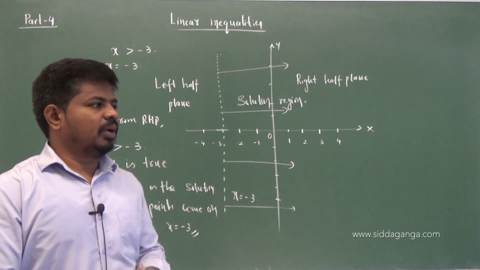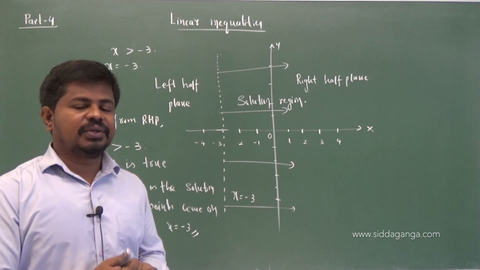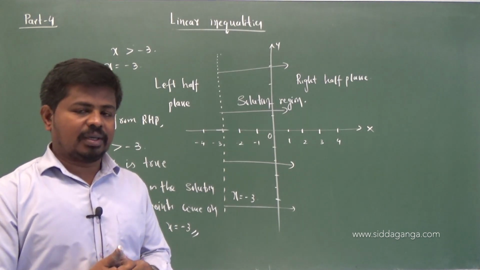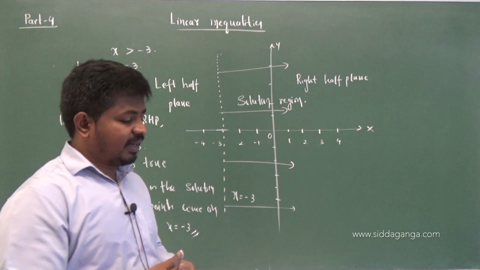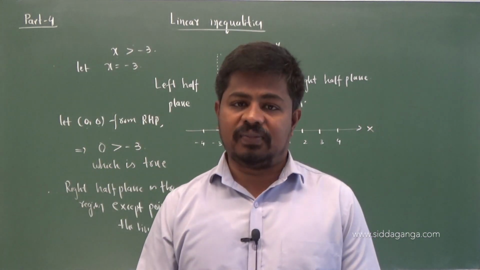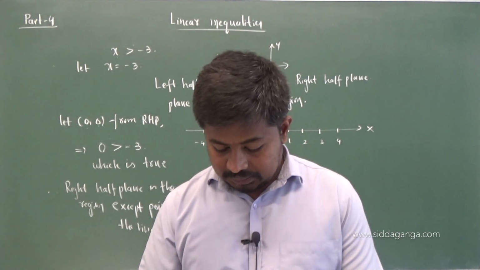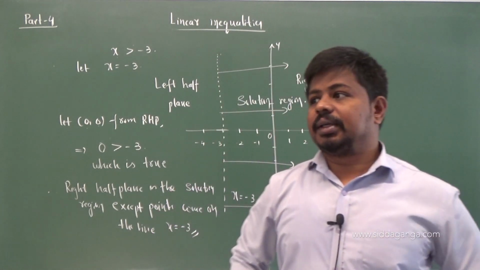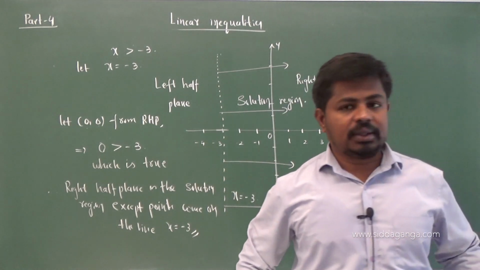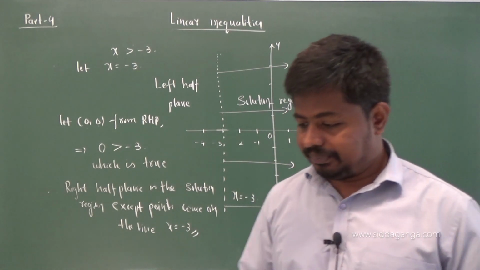In the same way, when we have y greater than or less than some constant, then you will get a graph parallel to the x axis. In that case, the line divides the plane into two parts, the lower half plane and the upper half plane. So, this is how we find the solution for a given inequality.